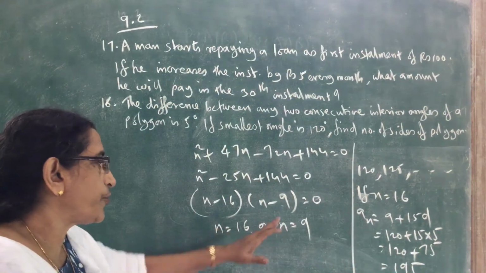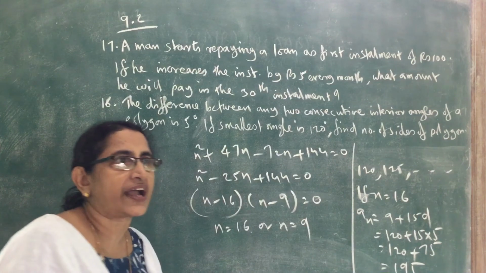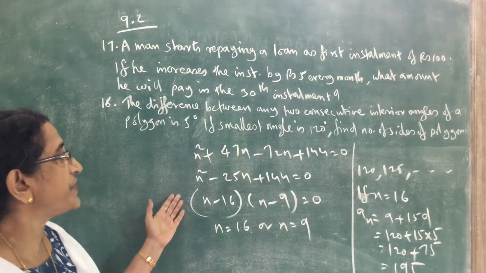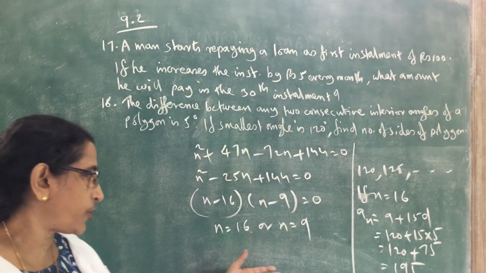Therefore n equals 9. The number of sides n equals 9, so 9 is the answer. The question is to find the number of sides of the polygon, so the number of sides of the polygon is 9.